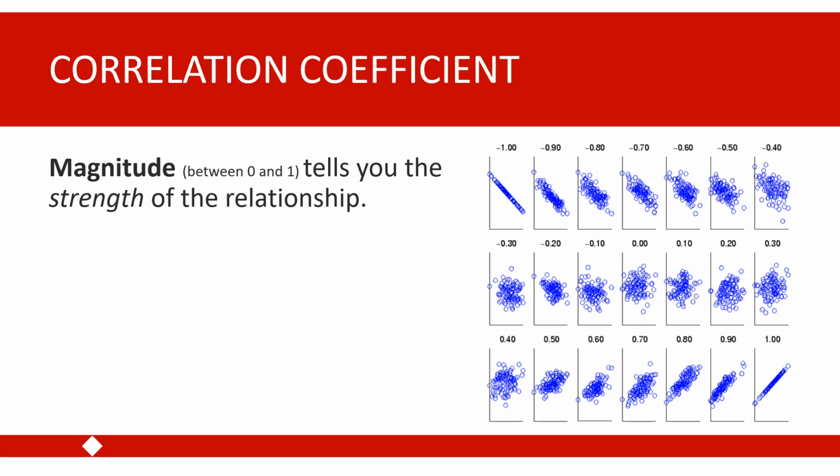The closer the magnitude of the correlation coefficient is to either -1 or +1, the stronger the association is between the two variables. So a correlation coefficient of either -1 or +1 means that two variables are perfectly related, that if you know the value of one variable, you can predict with 100% accuracy the value of the other variable. And if you graphed those two variables, they make a straight line.